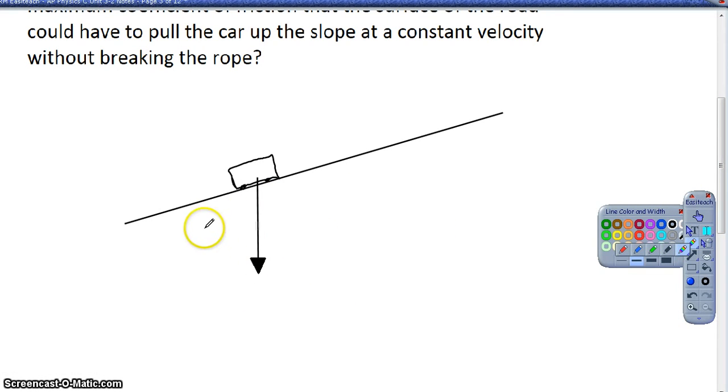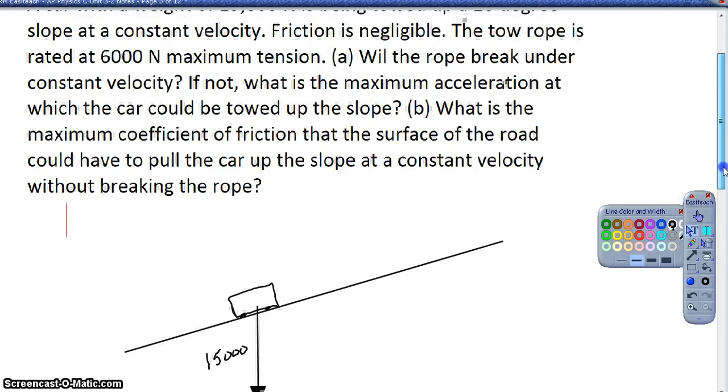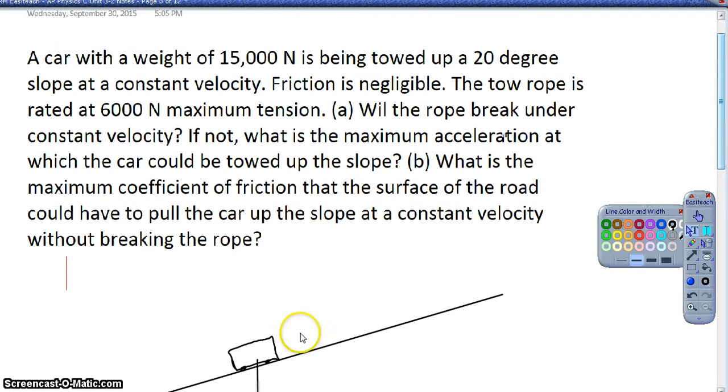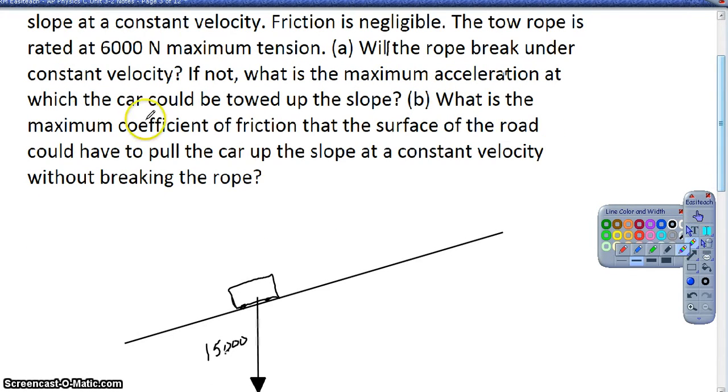But anyway, they tell me the weight of the car is 15,000 newtons, and then they tell me for part A the maximum tension that the rope that's towing this car up the hill can withstand is 6,000 newtons. They ask me, using poor grammar, will the rope break under constant velocity? Well, the big concept there, the big reason that I threw that in, just to make sure we're thinking about it, is that if it's a constant velocity, that tells me very importantly that the net force is 0.